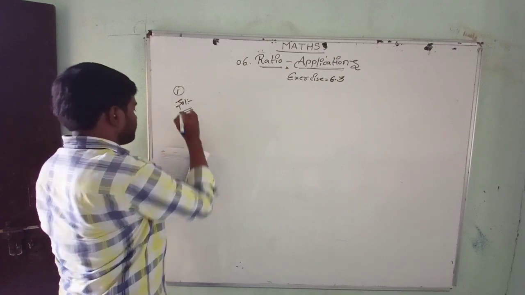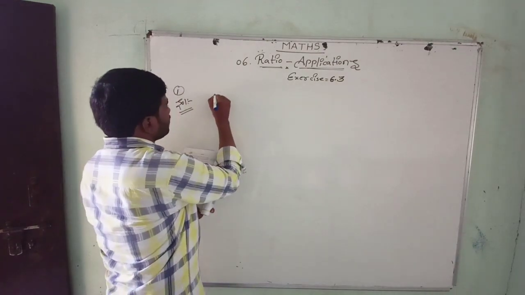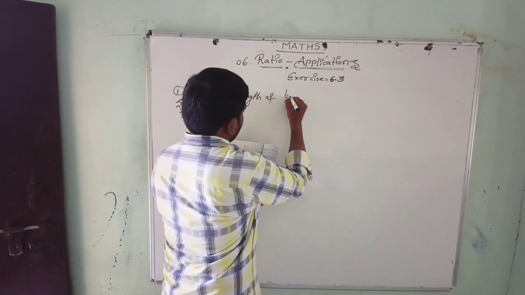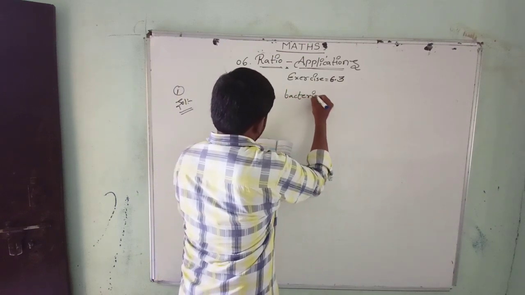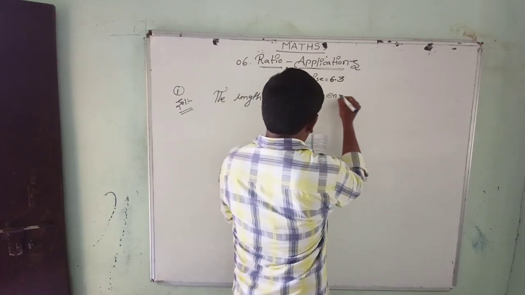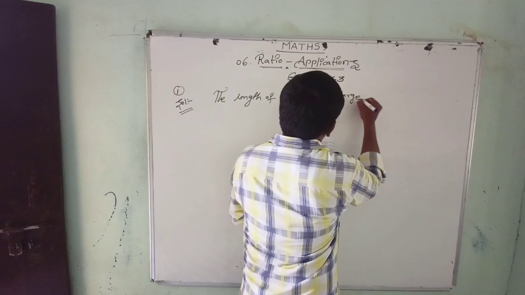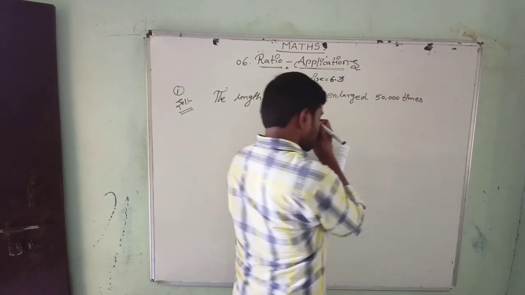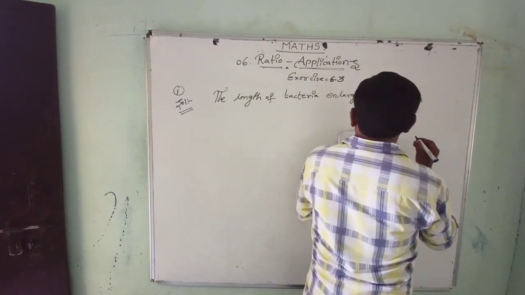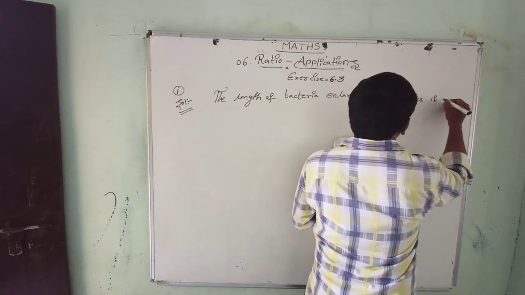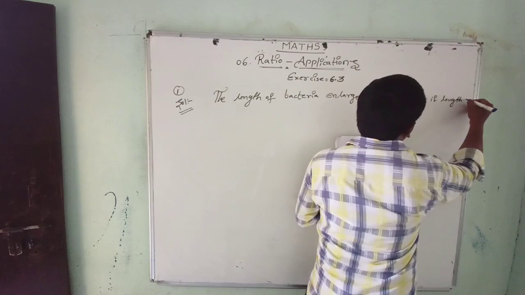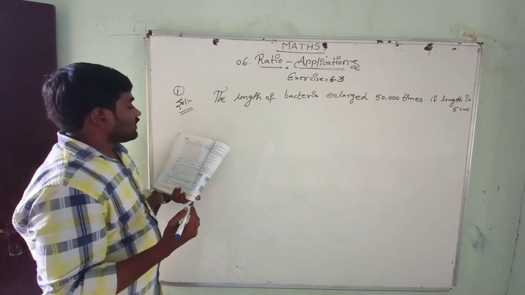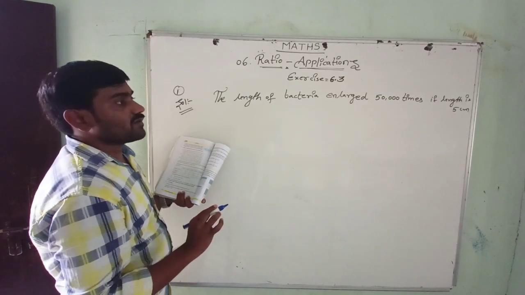Solution. The length of bacteria is enlarged. Enlarged means making it bigger. Enlarged 50,000 times, the length is 5 centimeters. If the length of bacteria is enlarged 20,000 times, what will be the length?